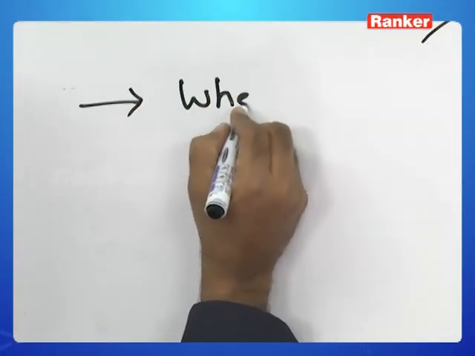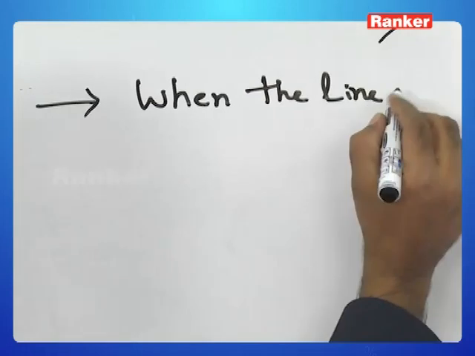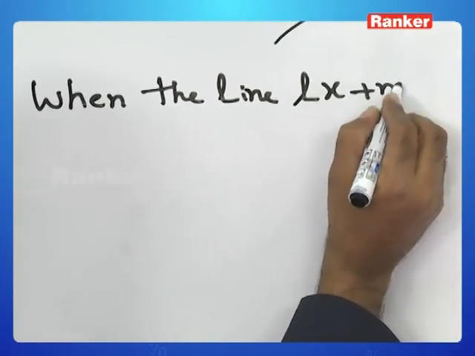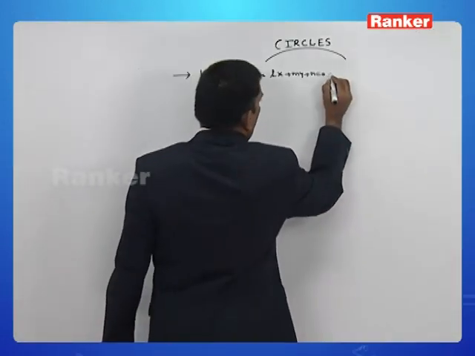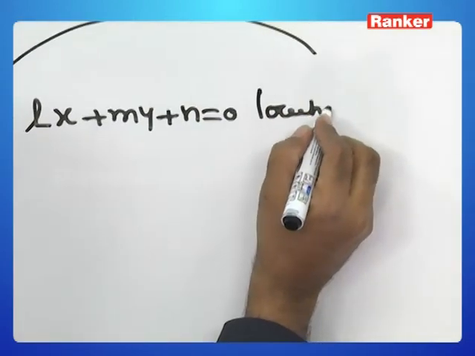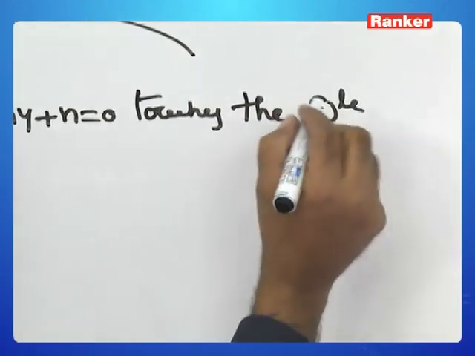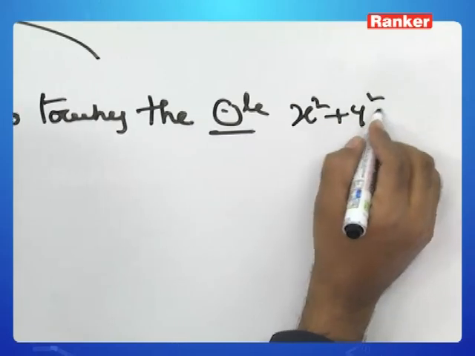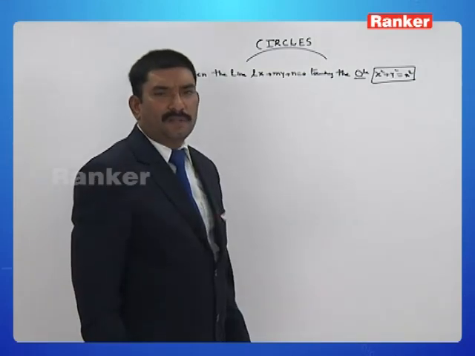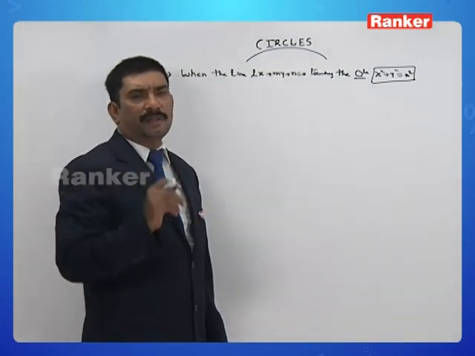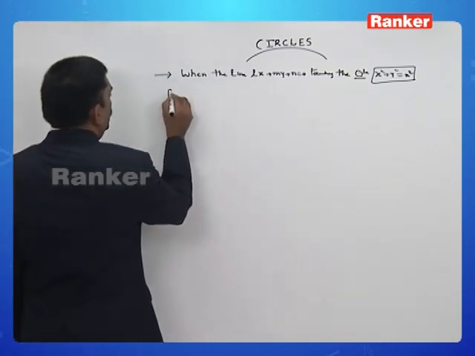When the line Lx plus my plus n is equal to 0 touches the circle x square plus y square is equal to r square, then what is the condition and what is the point of contact? So therefore, now I start. This is the proof.